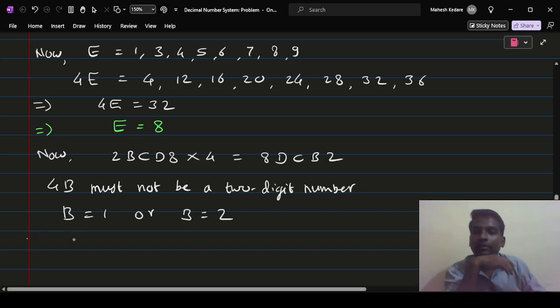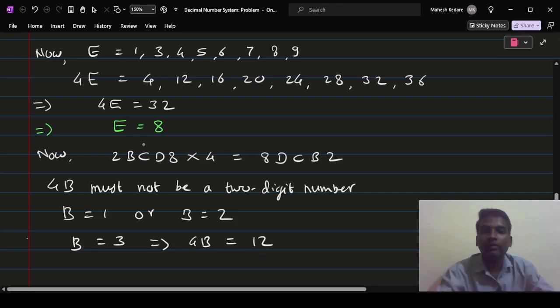If the value of B is greater than 2, or other than these two values 1 and 2, say if the value of B is 3, then this will give 4B equal to 12, and a carry of 1 will be generated, which will have to be passed on to the next place, and it will add to this place and give a number other than 8, in particular greater than 8 here, but we don't want a number greater than 8.